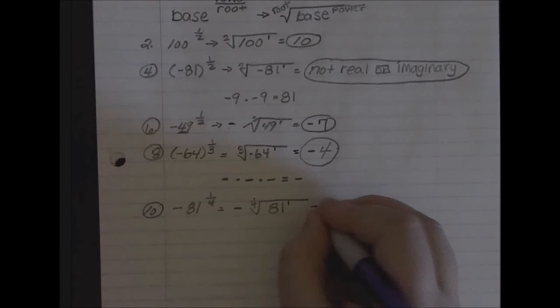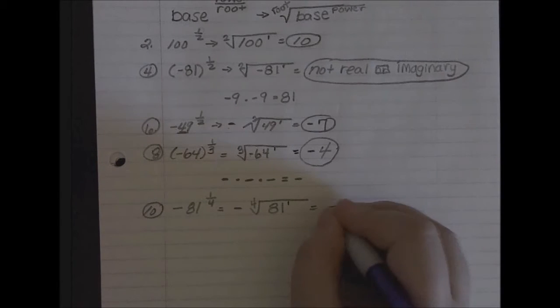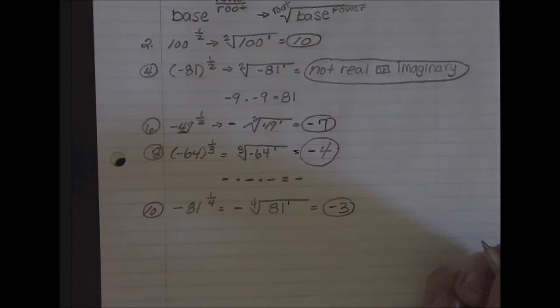Well, the 4th root of 81 is 3, because 3 times 3 times 3 times 3 gives us 81. And then they ask for the opposite of that. So the opposite of that would be negative 3.